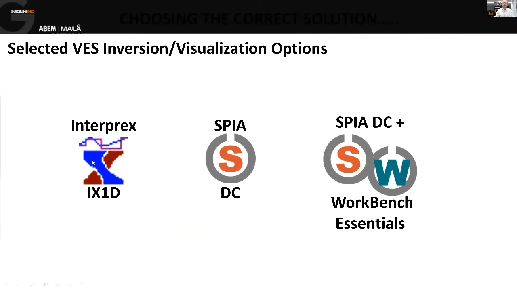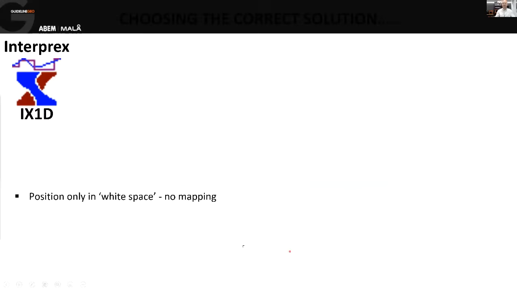The first is called Interprex IX1D. So that is just for inverting the raw soundings. SPEAR DC, again, just for inverting the soundings. And then using SPEAR DC with a piece of software called Workbench. And these two come from Aarhus Geo software. And Workbench allows you to do a little bit more with the soundings.